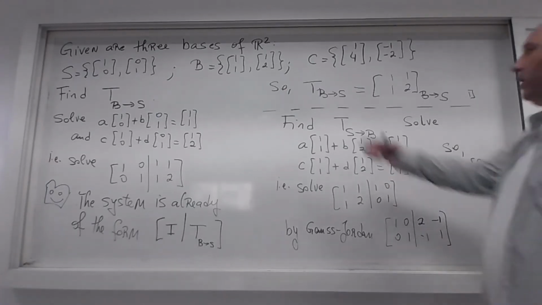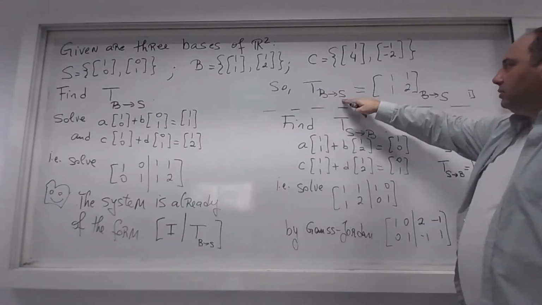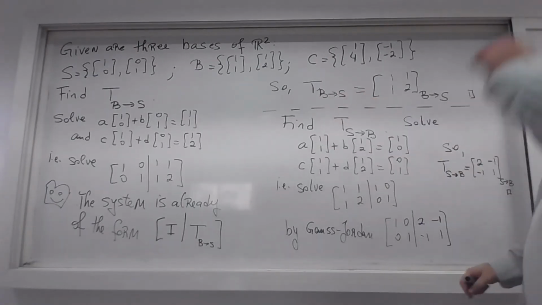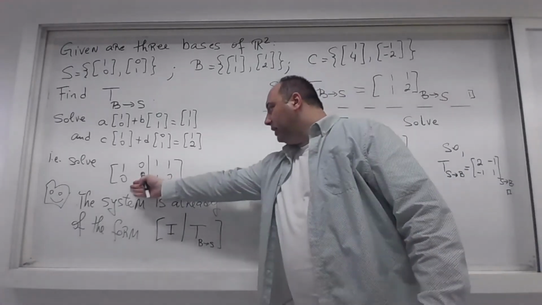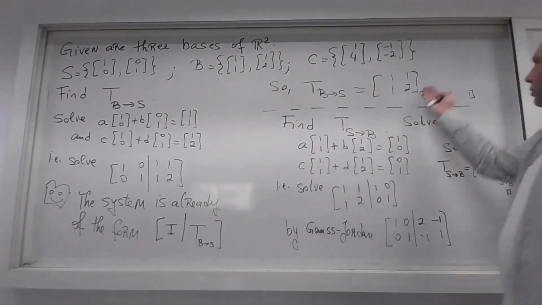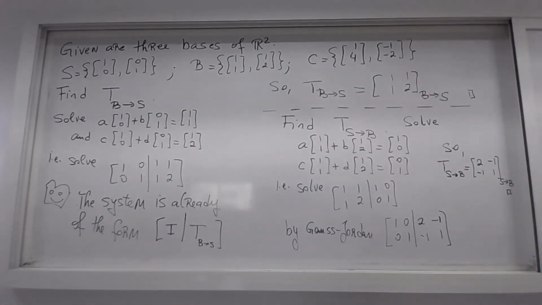So when you go from some basis to the standard basis, well, it's obvious, it's very quick, because there's nothing to do actually, because you will have a system identity slash something. That something is your transition matrix. Okay, so that was easy.